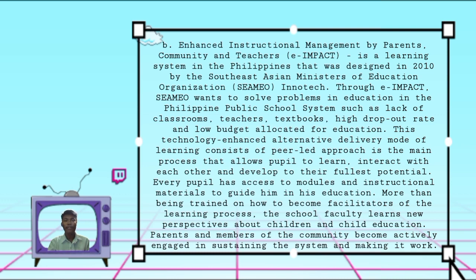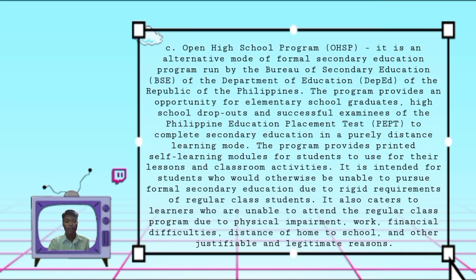So the last one is the Open High School Program, or OHSP. It is an alternative mode of formal secondary education program run by the Bureau of Secondary Education, or BSE, of the Department of Education, DepEd. The program provides an opportunity for elementary school graduates, high school dropouts, and successful examinees of the Philippine Educational Placement Test, or PEPT, to complete secondary education in a purely distance learning mode.